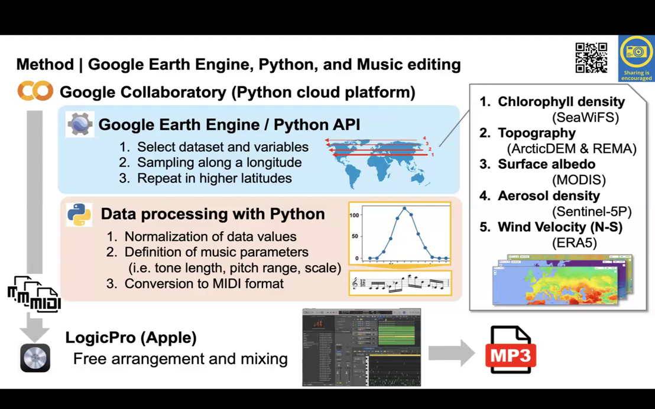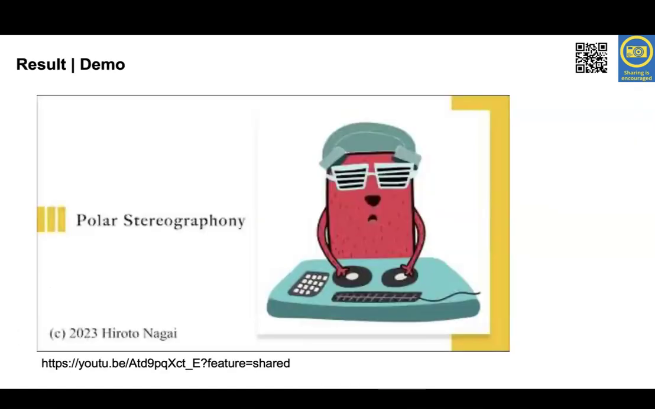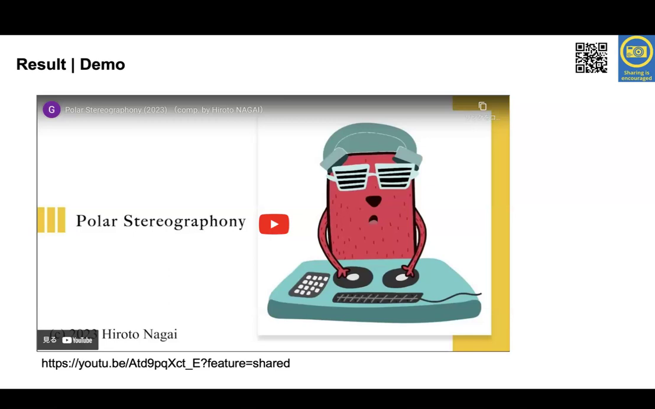Those normalized values are then converted to MIDI format by means of a Python module. Constant tone length and pitch range is defined freely by the user. Output MIDI files are used for constructing multi-tracks of EDM style music in the DAW software Logic Pro. Finalized music was exported as an MP3 file. So here is a very initial work named Polar Stereographony.